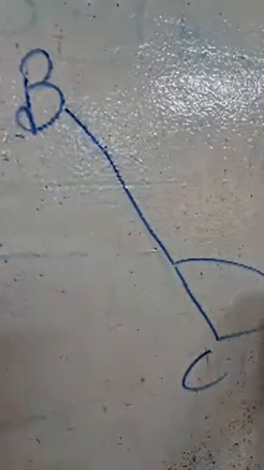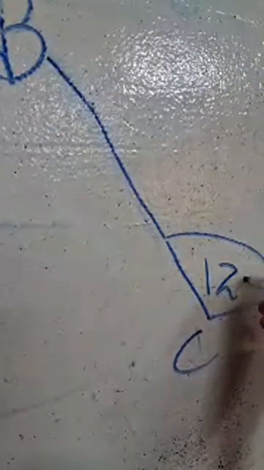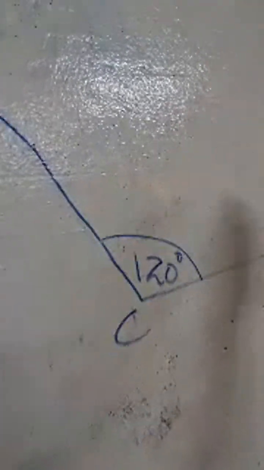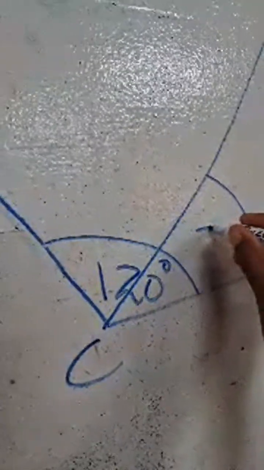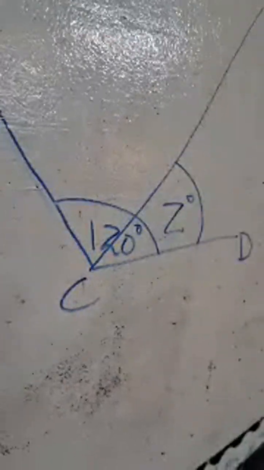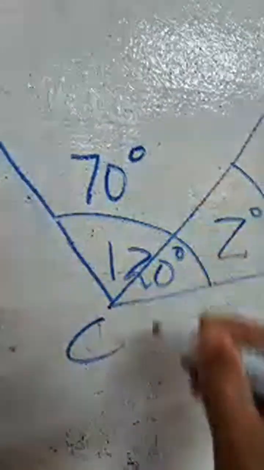So all of BCD here is 120 degrees. But here we have a journey that the students travel and they want to know the journey, which is Z degrees, right? So they want to find this angle. The angle that they want to find is angle Z, because right here is already 70 degrees.